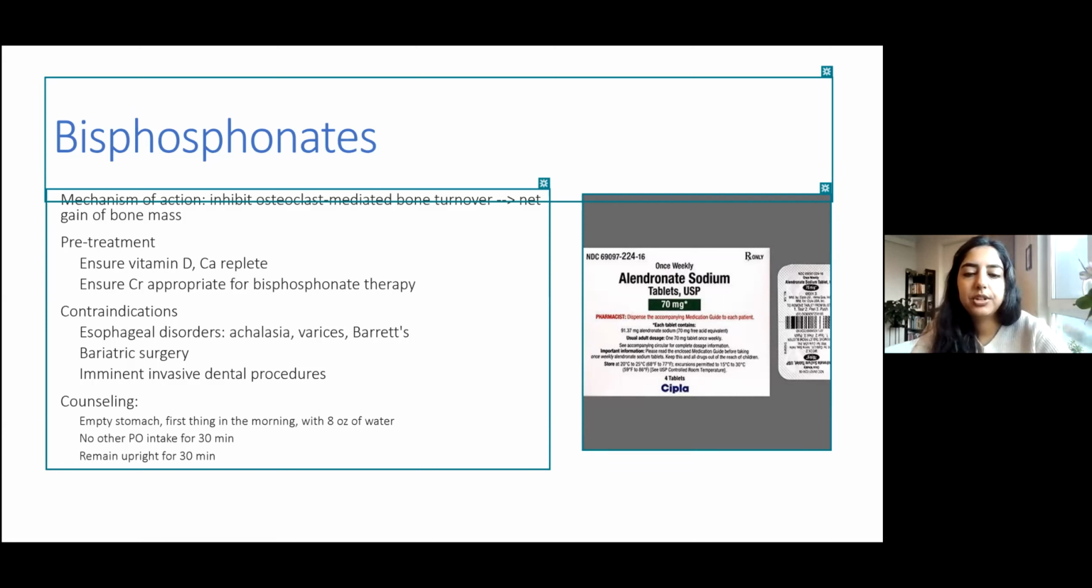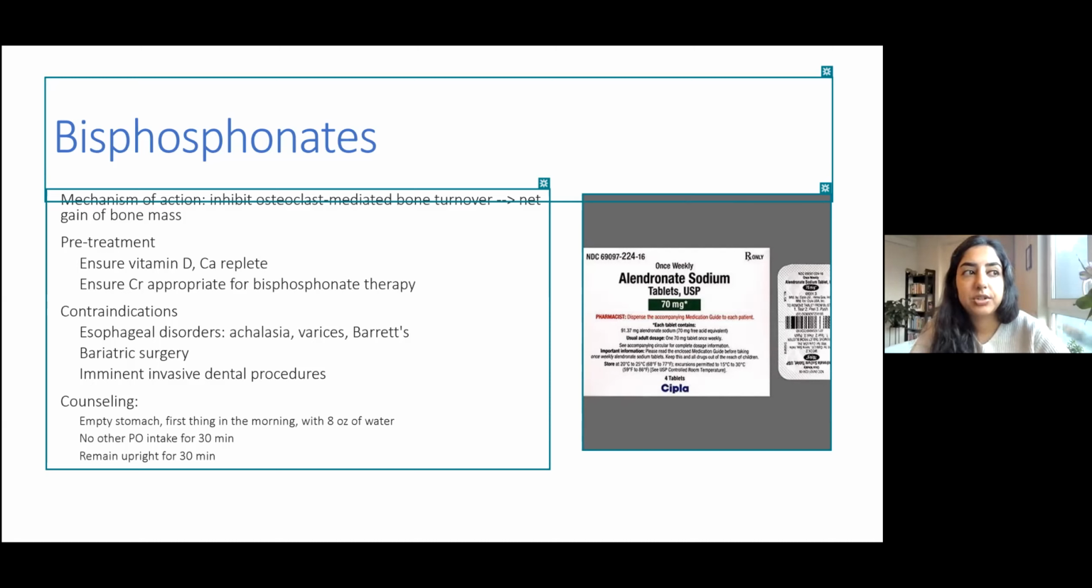Contraindications for bisphosphonates. A lot of people say, oh, they have a little GERD, I don't know if they'll be able to tolerate bisphosphonates. The only absolute esophageal contraindications to bisphosphonates are achalasia and esophageal varices. So don't pop one of those varices with a bisphosphonate. And then Barrett's esophagus. Those are the three real esophageal things that should make you think not to prescribe a bisphosphonate for a patient.